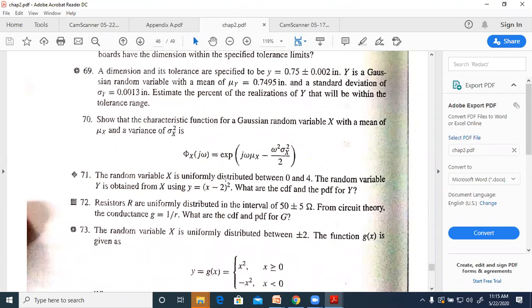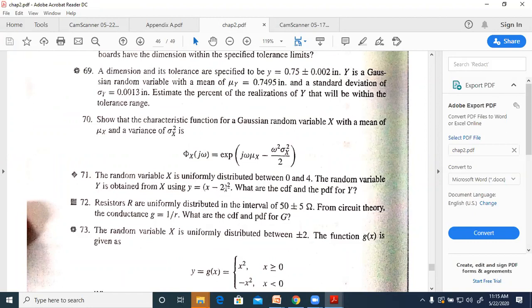So random variable x is uniformly distributed between 0 and 4. The random variable y is obtained from x using y is equal to (x minus 2) squared. What are the CDF and PDF for y? So now you need to take the inverse transformation of this.